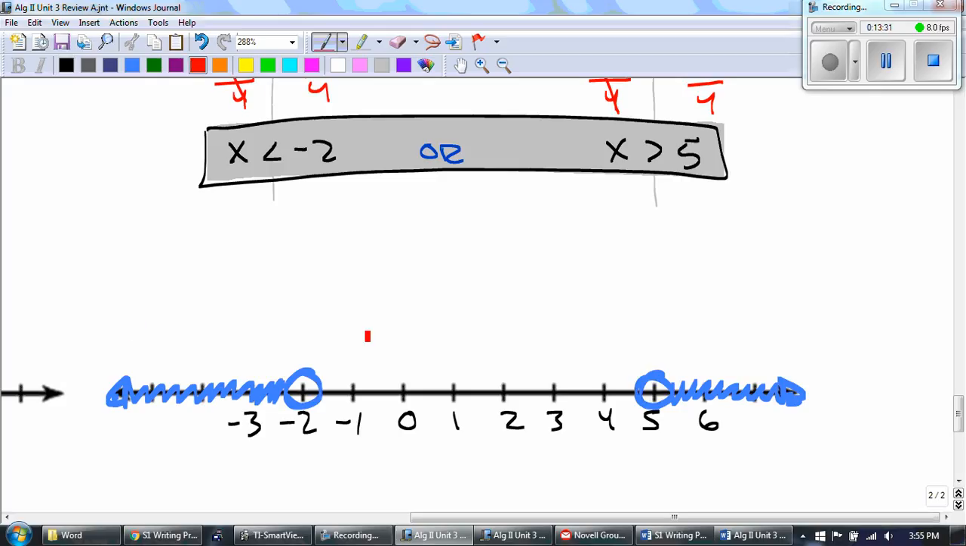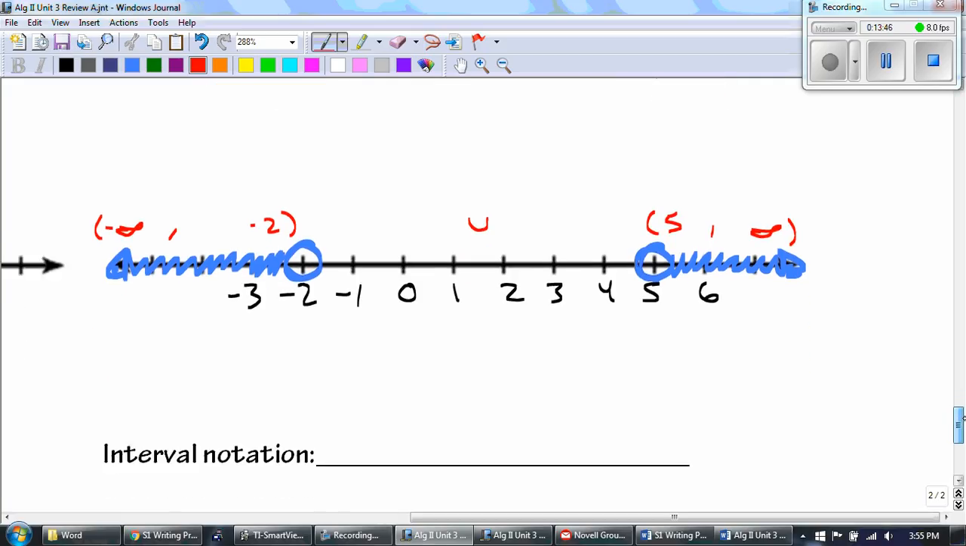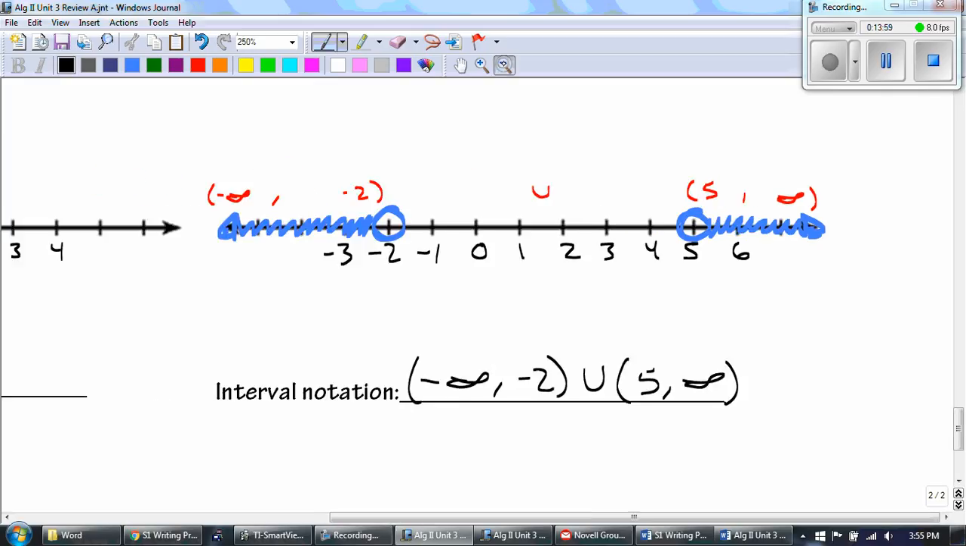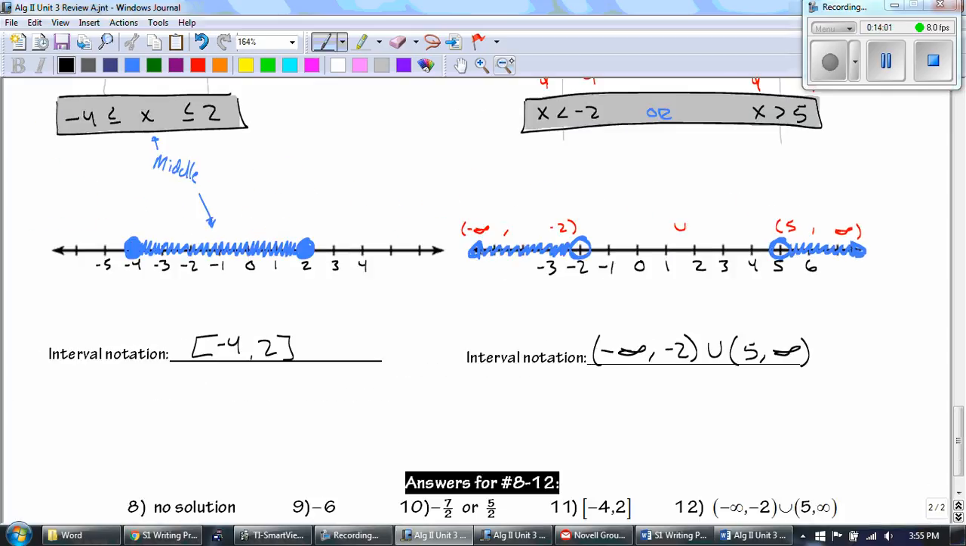Writing this in interval notation, our graph begins at -infinity to -2 where it's open. There's a break, and then we pick back up at 5 and it goes to +infinity. And hopefully you remember that, because I just did the same thing on the other side with one of our graphs. Okay, so -infinity to -2, open, union, 5 to +infinity. And that's it, guys.